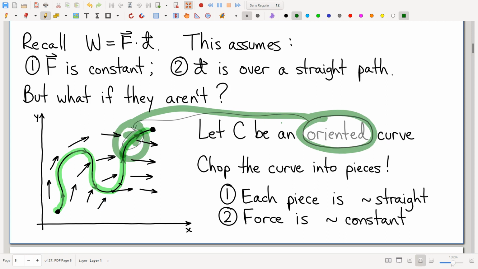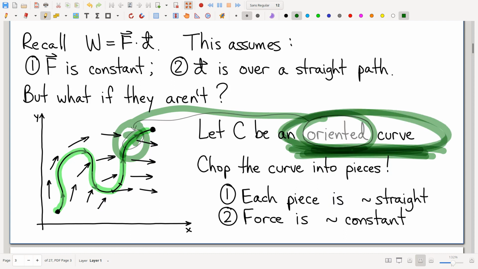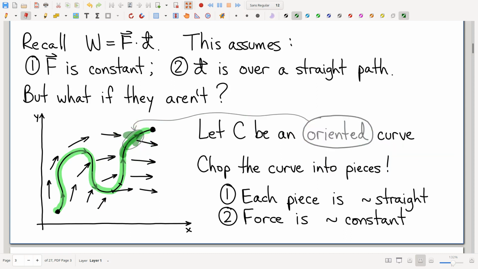Right? We're going to revise the question from how much work does it take to walk this path pushing against this vector field, to how much work does it take to walk this oriented path, this oriented curve, namely specifically in that direction, right? With the force being given. Okay, all right. So that's the new twist.